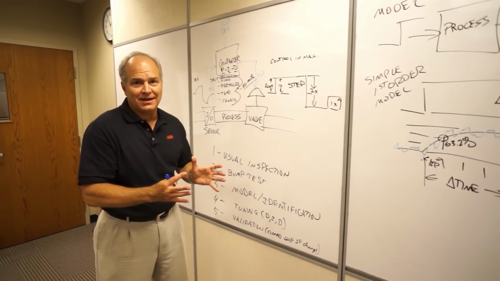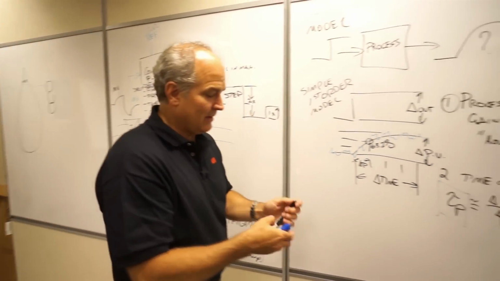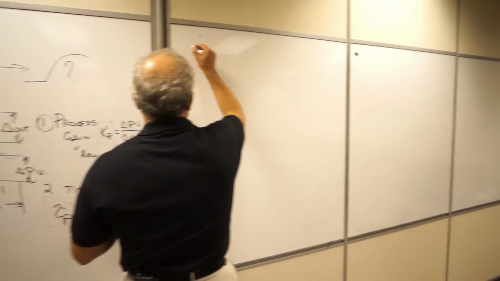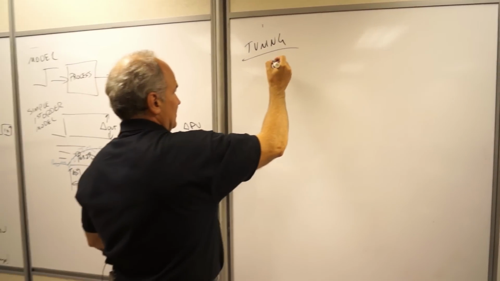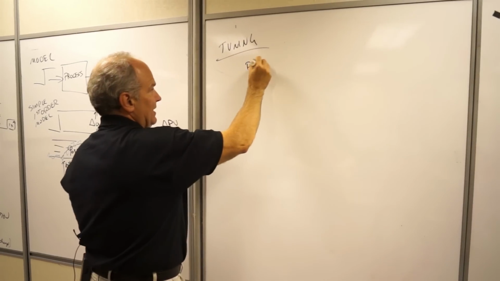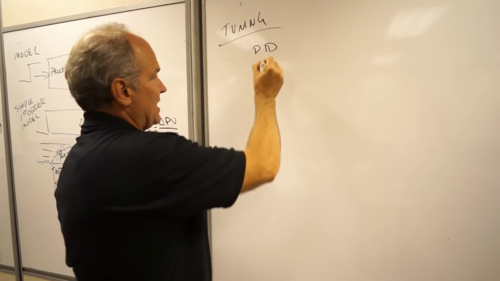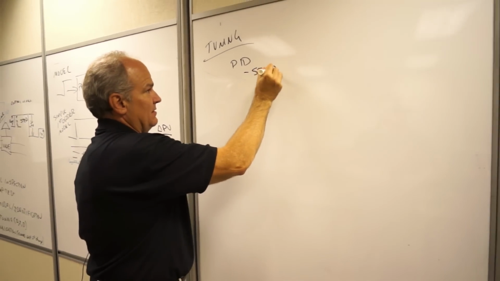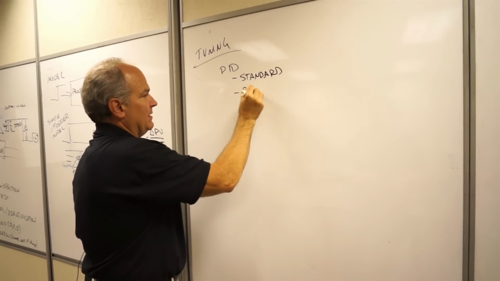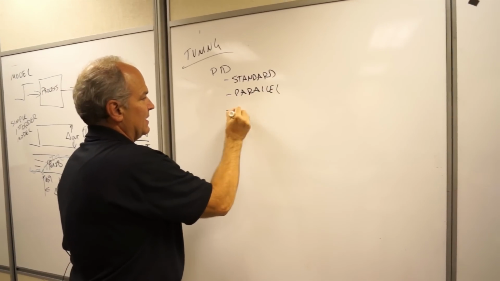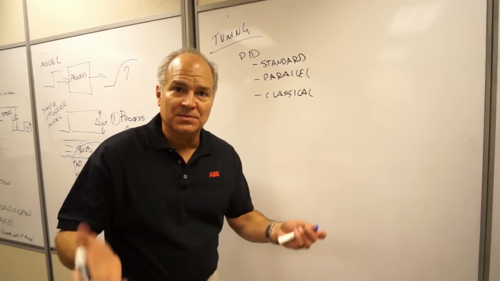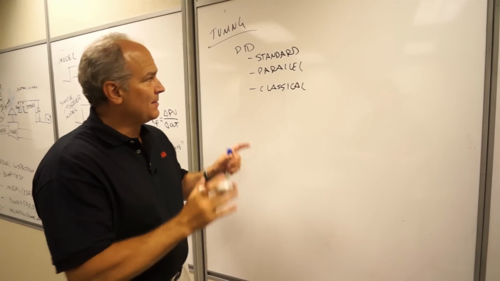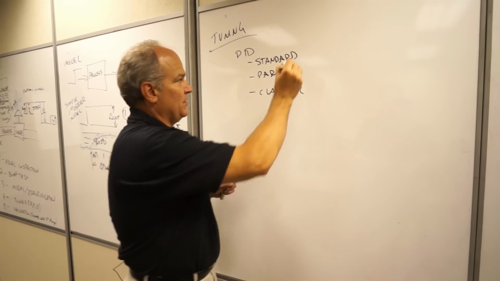Now we've captured the dynamics. Now we're ready to do tuning. So now we come over here and let's talk about tuning. First thing we have to do is recognize that not all PID algorithms are the same. There's actually three classes: standard, parallel, and classical. They have to do with how the algebra behind the scenes works, and I'm not going to go into that right now. We're going to work with this one right here.